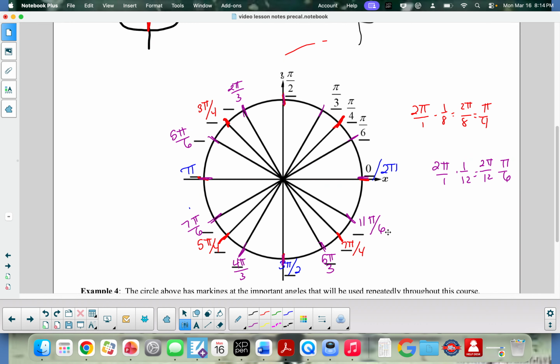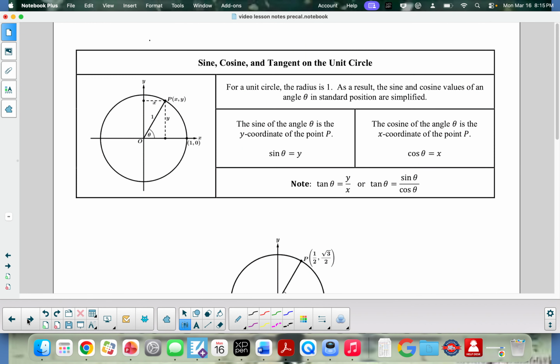All right, so again, something that you did in geometry, you should have made a unit circle with the radian measures. You also probably have the degrees. We're not doing degrees. So with the radian measures, and then you probably also had the coordinates that went with it. So let's talk about those coordinates again.